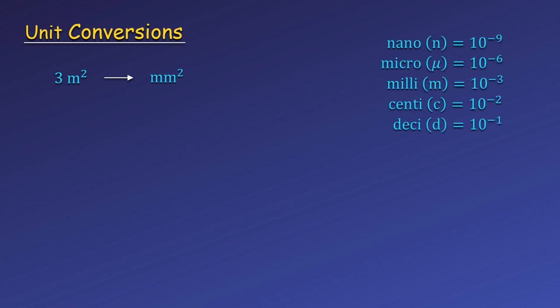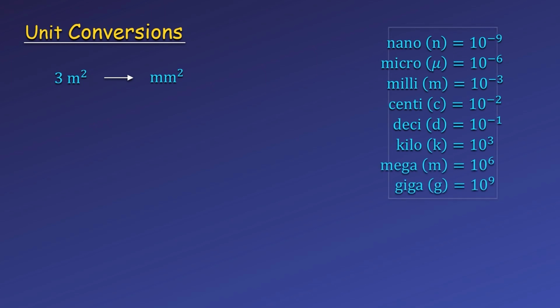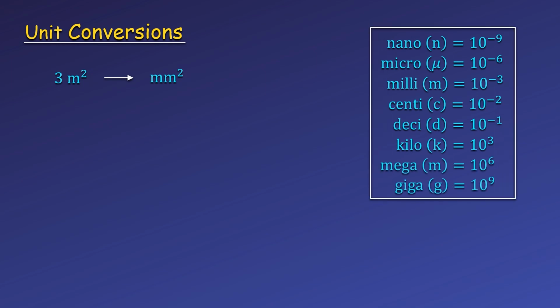Now let's look at converting units that have exponents. We'll use the example of converting 3 meters squared into millimeters squared. When working with metric units or units in the metric system, we'll see prefixes on the units and we should know the common prefixes. I'll list several of the common prefixes here. Nano, micro, milli, centi, deci, kilo, mega, and giga. There are many more than this, but for a class like Physics 1, you should definitely know a few of these, milli, centi, and kilo for sure.